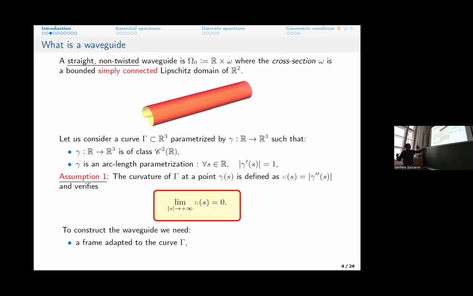To do that, we need a frame adapted to the curve. Adapted means that it follows the curve, so one of the vectors is always the tangent, to be able to attach our cross section, and then a way to rotate this cross section. So I give you the words curve and frame. I guess all of you will think about a frame, and it's not.